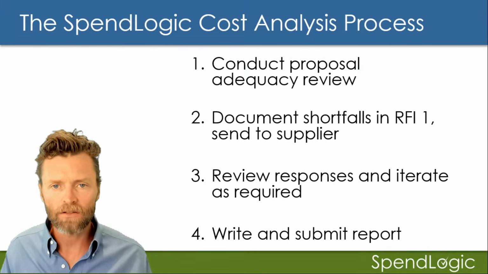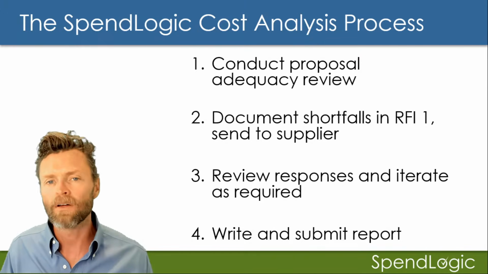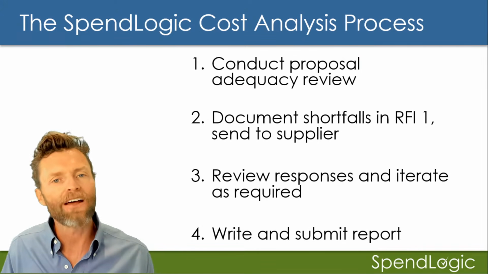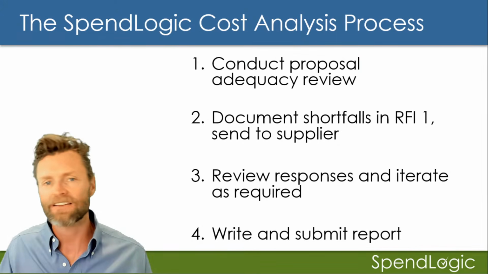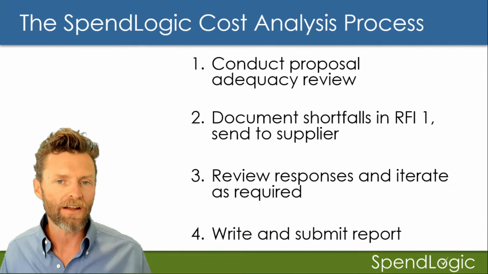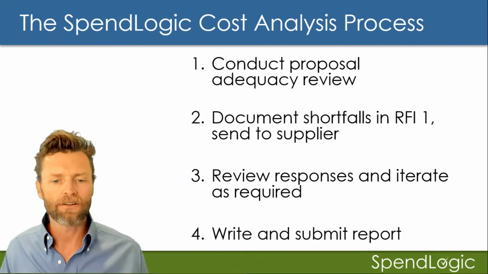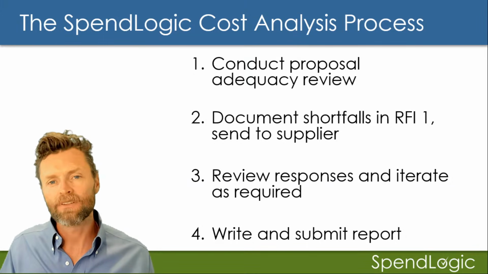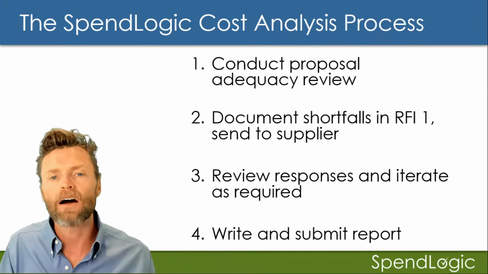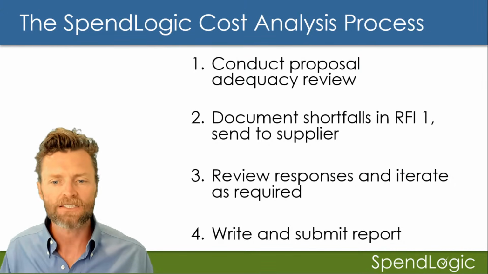So the basic process here, very high level, is: one, conduct a proposal adequacy review. So look at the proposal all up. Number 2, document shortfalls in what we call RFI 1. Again, this is specific to us. You'll probably never hear that from anybody else. And then send RFI 1 to the supplier. This is going to kick off fact find. Fact find is going back and forth with the supplier, asking questions, getting responses, asking for clarifications. At a high level, step 2, RFI 1, is really trying to create an all-encompassing request for information that you can send to the supplier and really kick off the fact find process.